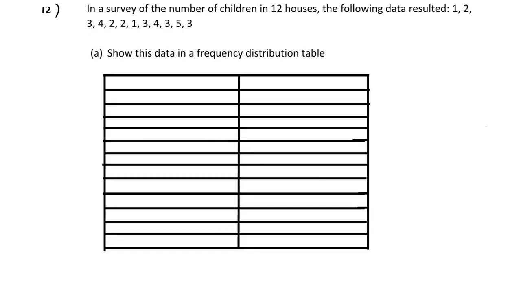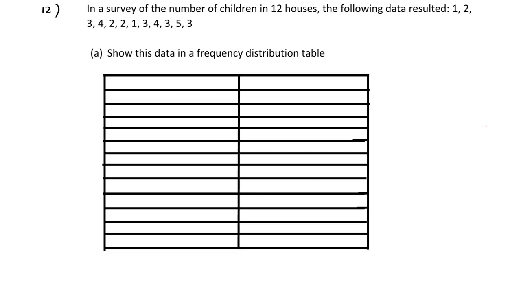Question number 12. In the survey of the number of children in 12 houses, the following data resulted. So we have been given several data there, and we are supposed to show this data in a frequency distribution table. Okay, so something to remember is a frequency distribution table is a table that contains the data with their corresponding frequencies.